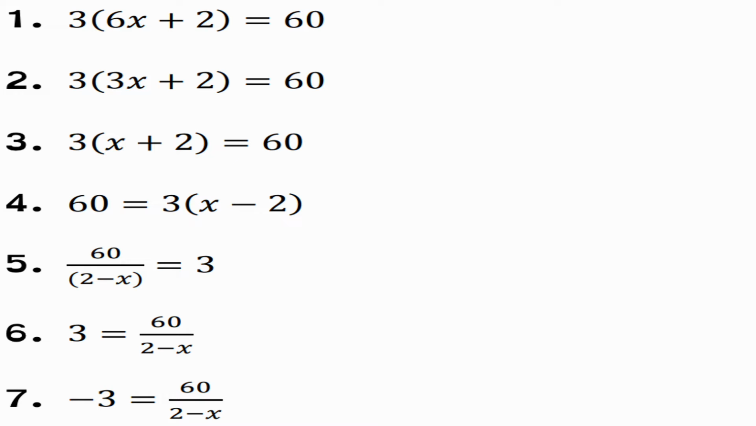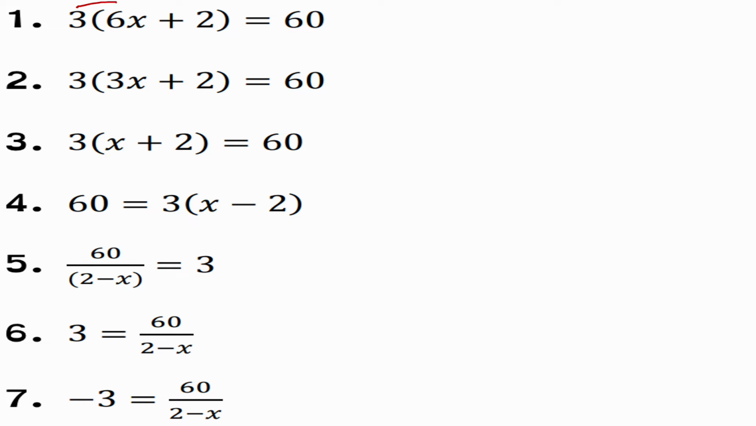We're going to start with question number 1. 3 lots of 6x plus 2 equals 60. Now there's 2 ways of solving this problem. I'm going to do it by expanding the bracket method, but if you were taught another way, that's also fine. This is question number 1.